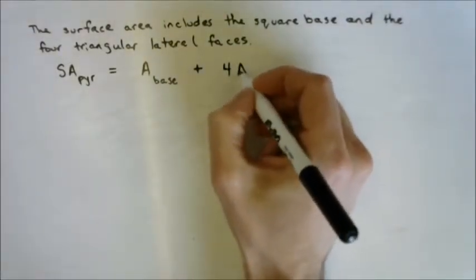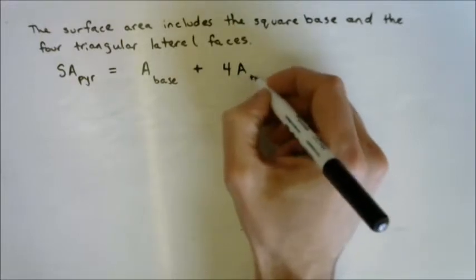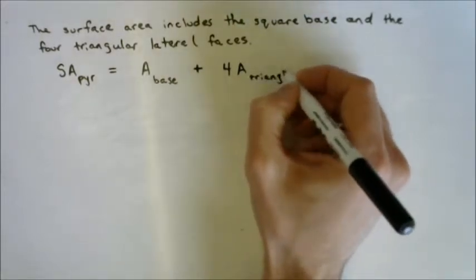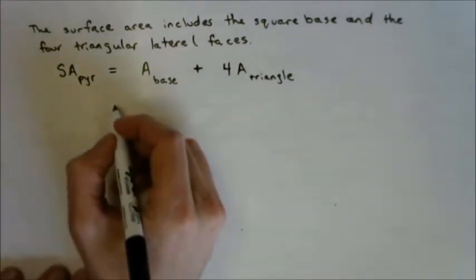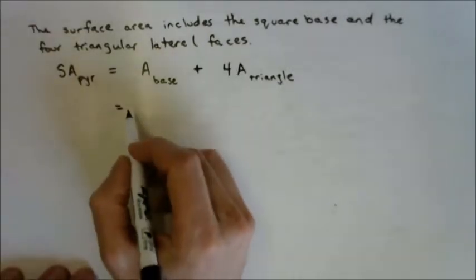And we have 4 times the area of the triangle. Now, do I need to calculate each triangular face independently? No. Do 1 and multiply it by 4. All right, here we go. So the square base is quite easy.